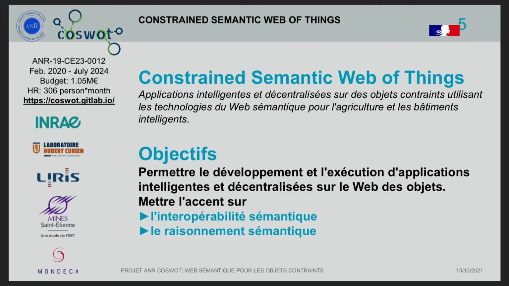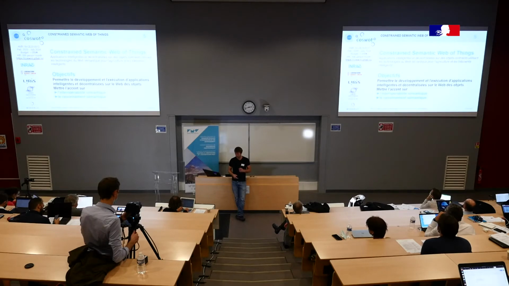So let's try to go even one step further, not only use the web on top of the Internet of Things, but also use the semantic web on top of the Internet of Things. The semantic web being our main domain of research, it is trying to make the web usable by machines as well as by humans. So we want to develop decentralized and intelligent applications on the web of things, using the semantic web, and we want to target two different verticals, two different domains, to demonstrate that our proposals are domain independent: smart building and smart agriculture.